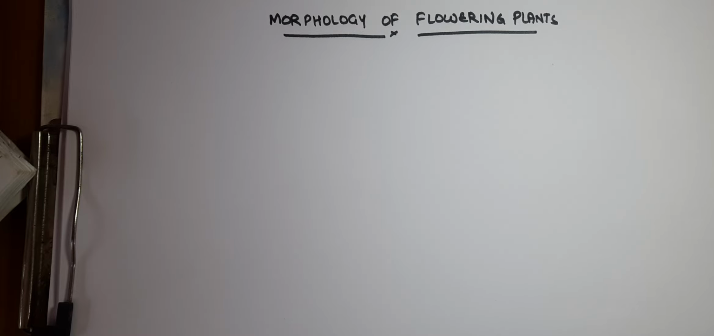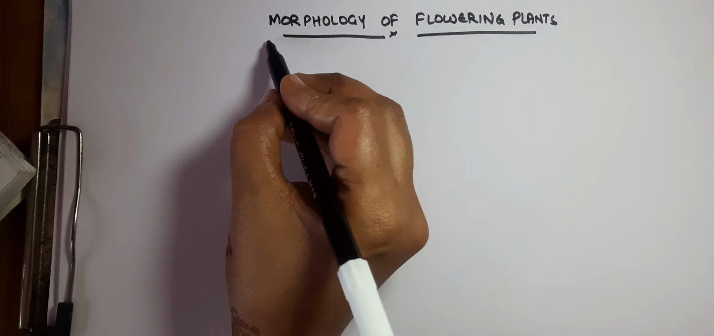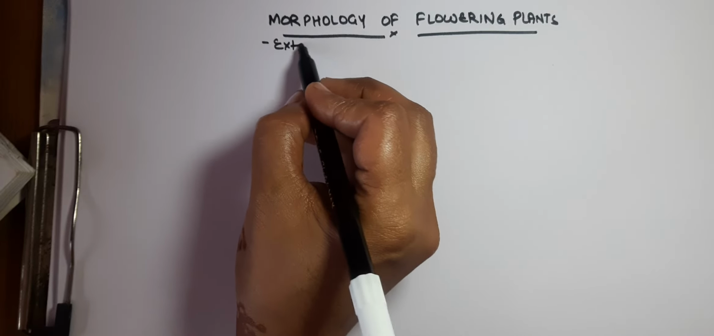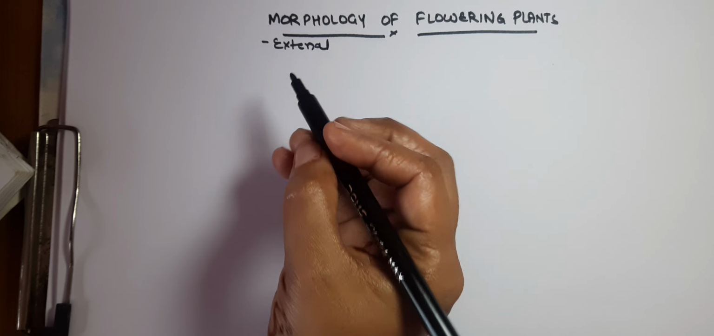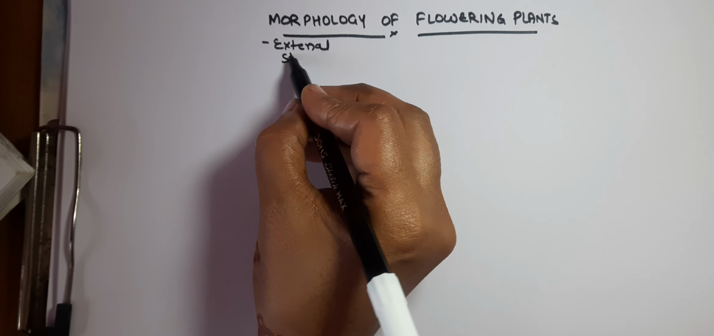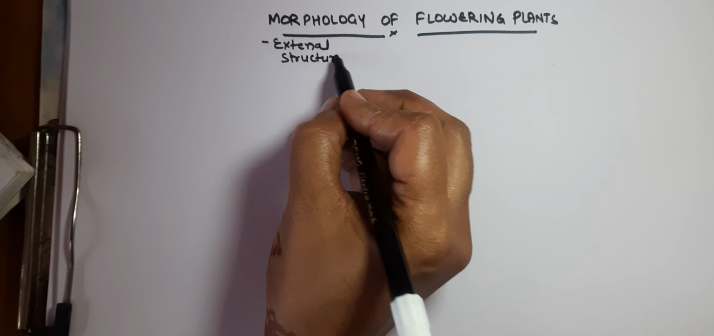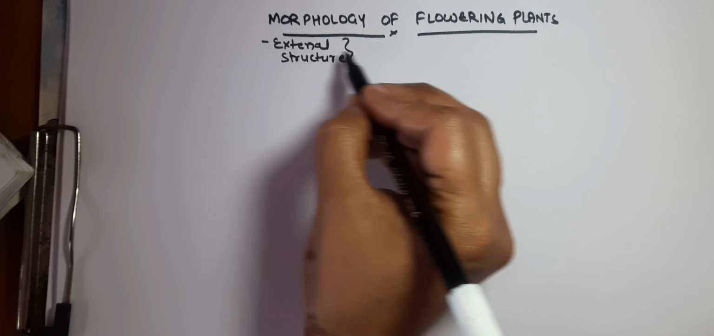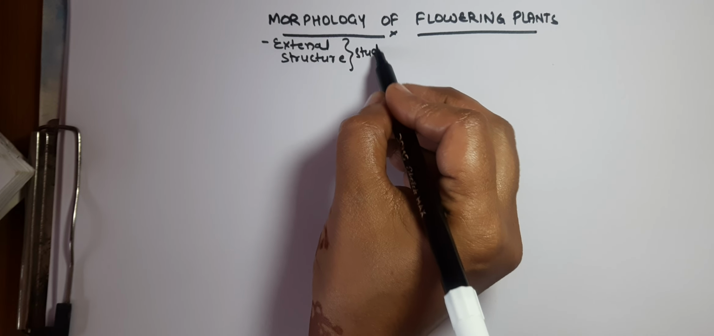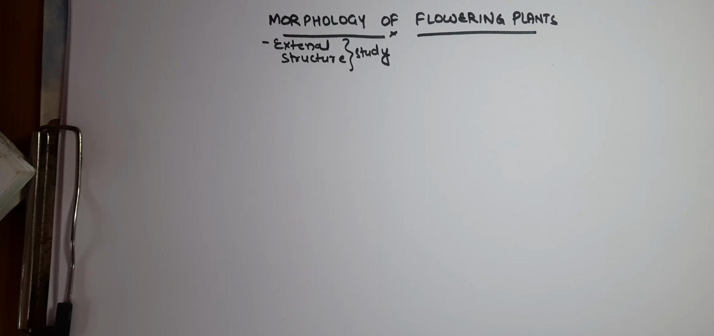Okay, so students, you have to first understand what morphology is. Morphology is the study of the external structure of an organism. So if you are studying the external structure of an organism, then it is known as morphology. In flowering plants, morphology helps in understanding the form and function of different parts.